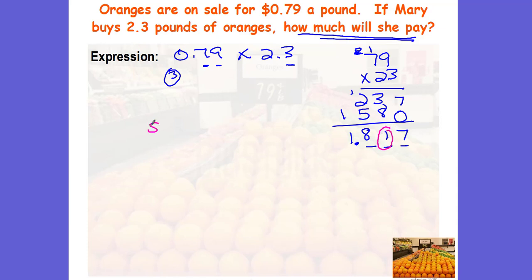So when we write our answer, it's going to be $1.80 something cents. We're going to look at the digit behind it in the thousandths place. This 7 is going to round the 1 up to a 2. Remember, if it's 5 or greater, you round up. If it's less than 5, it stays the same. So our answer is $1.82. That's how much Mary will pay. And let's check it. We are correct.